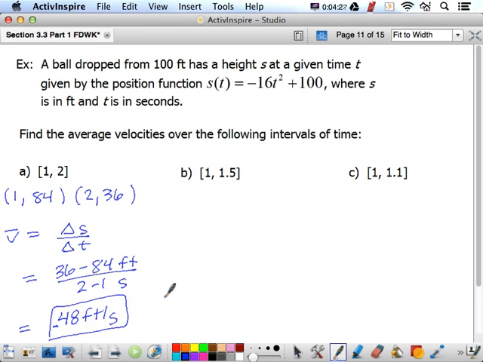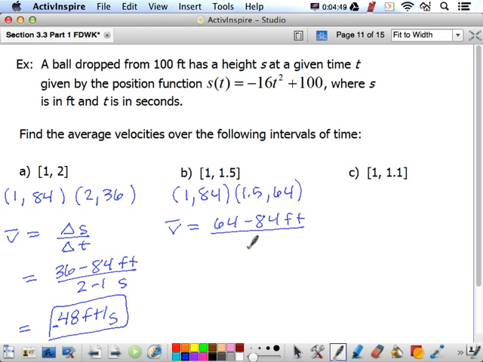So I'm going to pause right there and let you calculate the other two, and then we'll talk through them. All right, for the second interval, my first time is 1. What's my first height? Still 84. My second time is 1.5. What's that height? 64. Can somebody verify? Yes. Okay, perfect. So the average velocity is 64 feet minus 84 feet over 1.5 minus 1, which is just 0.5 seconds. What does that calculate to? Negative 40 feet per second.